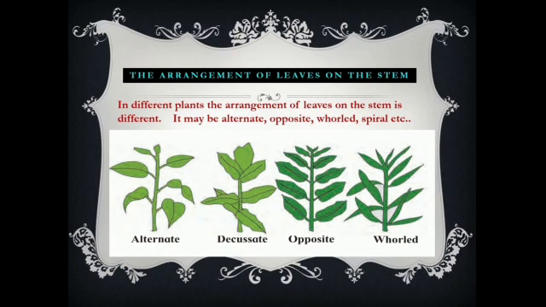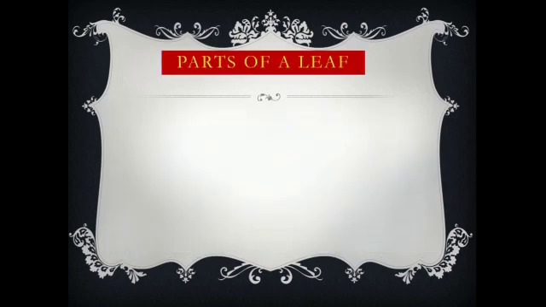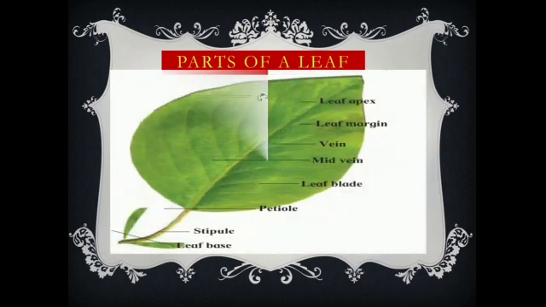Next subtopic is parts of a leaf. Look at the picture. Leaf apex, leaf margin, vein, midvein, leaf blade, petiole, stipule, leaf base are the various parts of a leaf. Children, today you collect one leaf from your garden and identify the various parts of a leaf. How will you identify these parts?